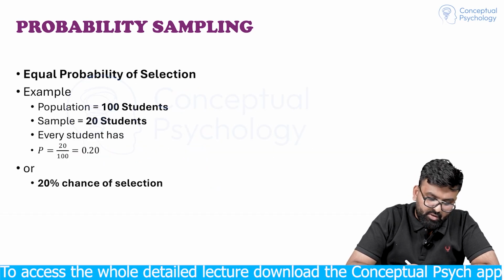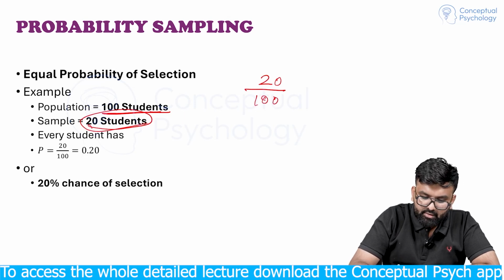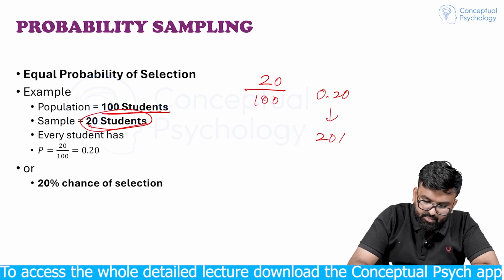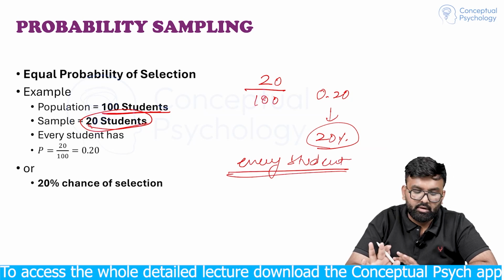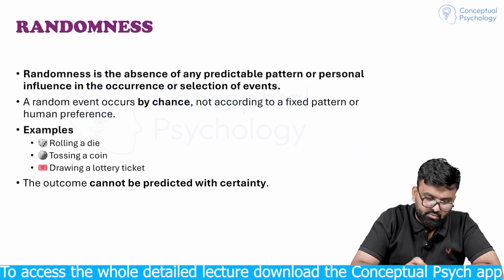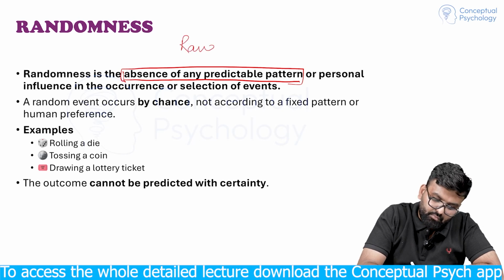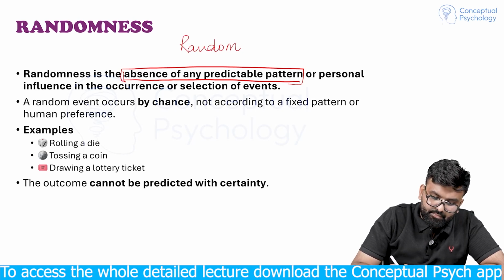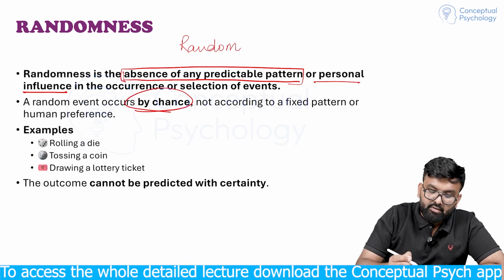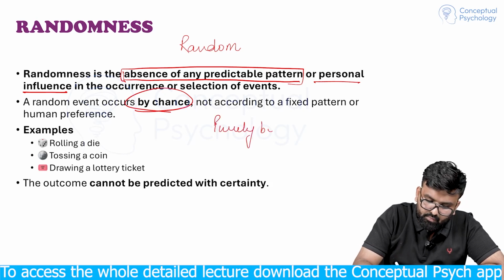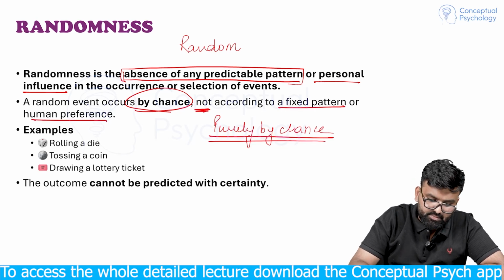So then we studied the equal probability of selection, like the population is 100 students and we want to draw a sample of 20. So 20 upon 100, 0.20, or we can say 20% chance of selection. Every student has a 20% chance of selection, that we studied during probability sampling. Equal probability of selection होता है. Randomness होता है जहाँ पर there is absence of any predictable pattern. It is totally random. A pattern is absent or personal influence is also not there. A random event occurs by chance, purely by chance, not according to a fixed pattern or human preference.